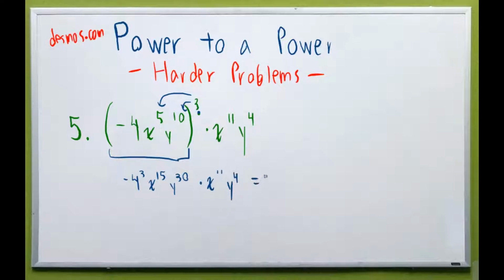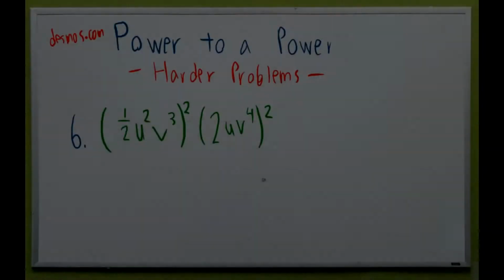So we have negative 4 cubed. Our negative is on the outside and there's no parentheses. So our final answer is negative. So we have negative 4 cubed, which is just negative 64, x to the 26th power, because 15 plus 11 is 26, and y to the 34th power. Give this one a shot.